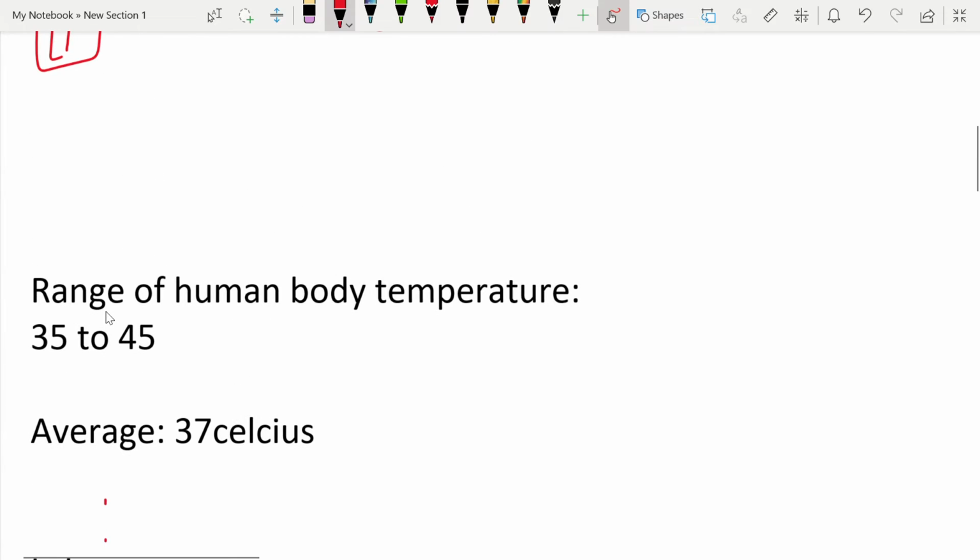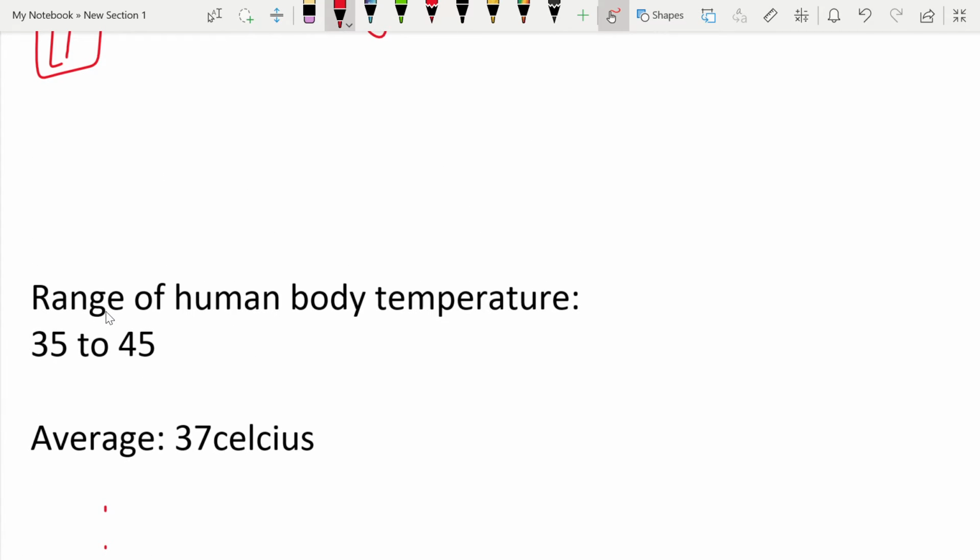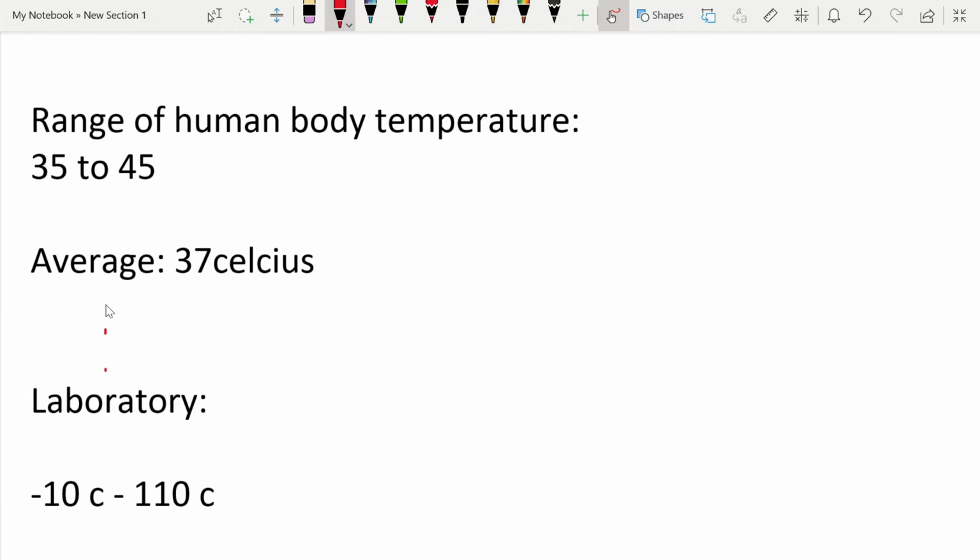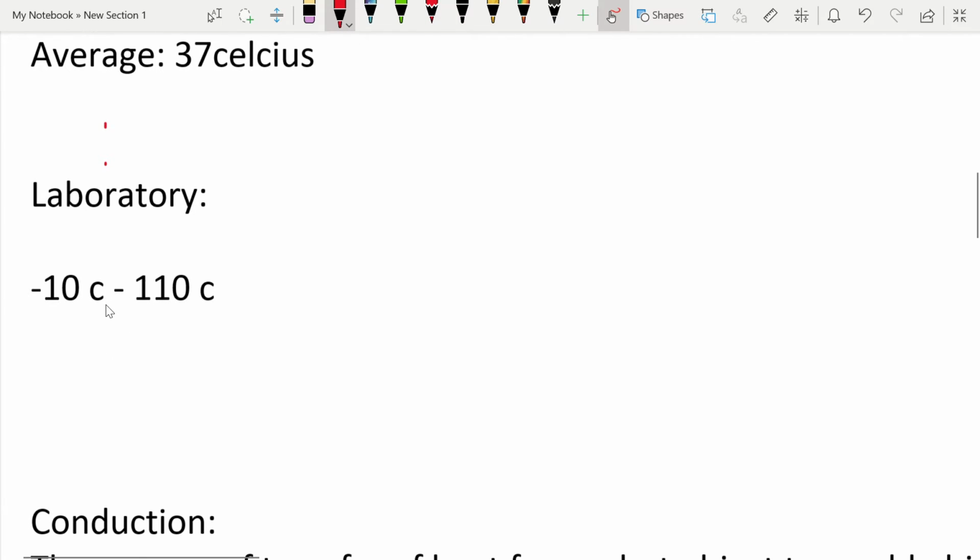Now, human body temperature ranges from 35 degrees Celsius to 45 degrees Celsius. The average is 37 degrees Celsius or 97.5 degrees Fahrenheit. Laboratory thermometers range from minus 10 degrees Celsius to 110 degrees Celsius.